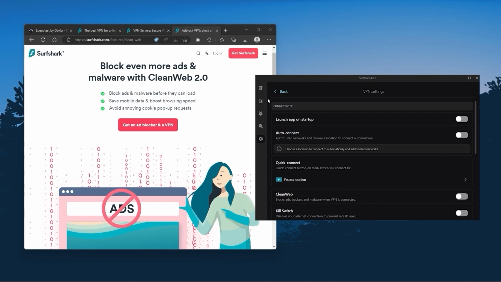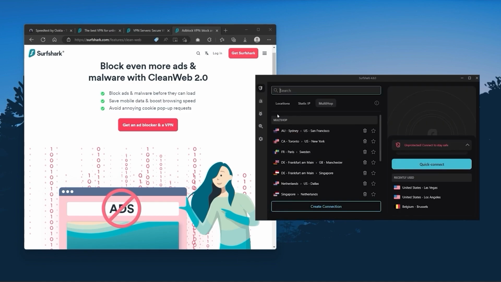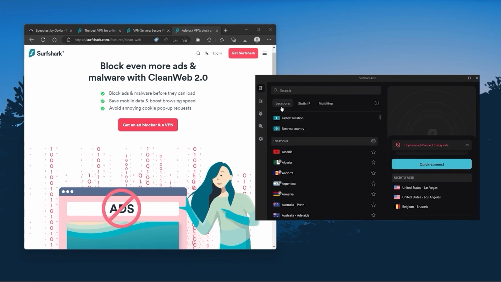So ultimately, if you're looking to spend the least amount of money but still have all the core features of a premium VPN, or if you need a VPN that allows you to secure all of your devices, or if you have a larger family, then Surfshark is the ideal choice.